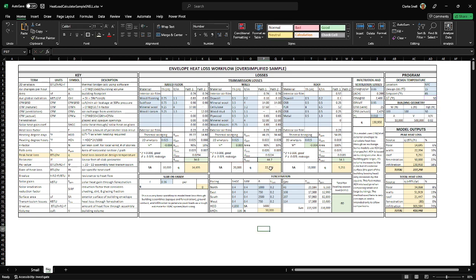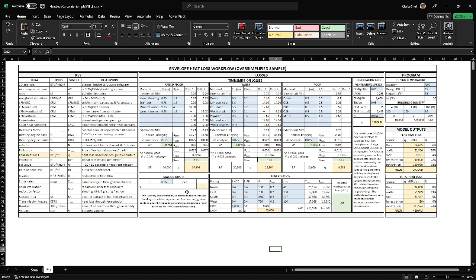We get a Q value, which is in BTUs per hour. Now, if you do that for your floor and you do it for your roof, then you can add those together, and we're on our way. We've got the losses for the opaque systems.